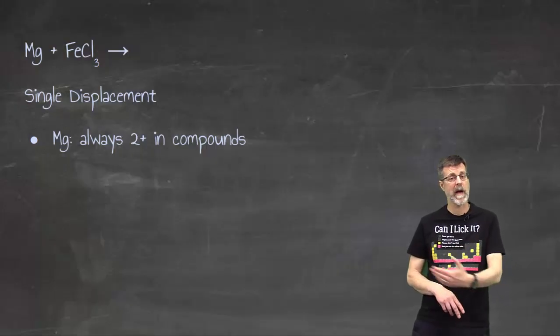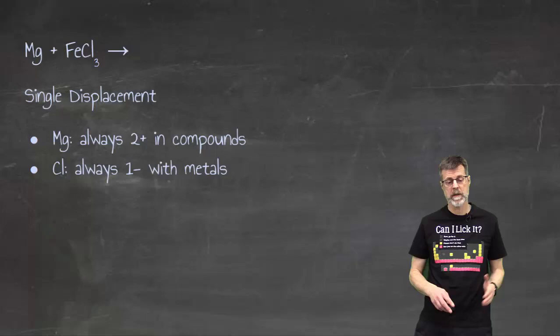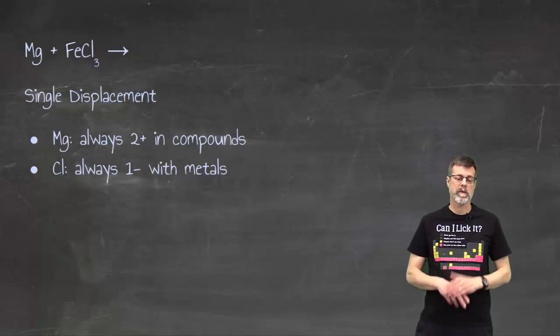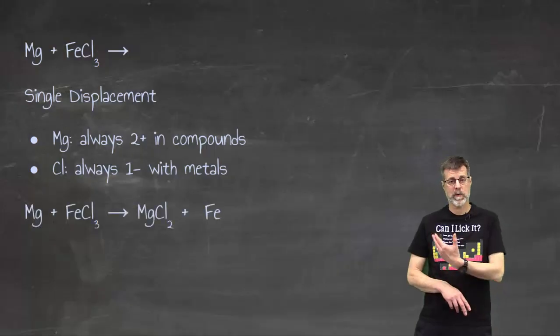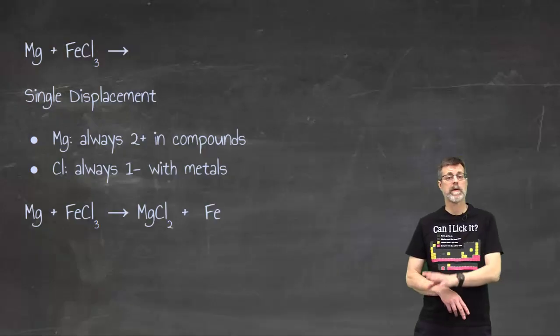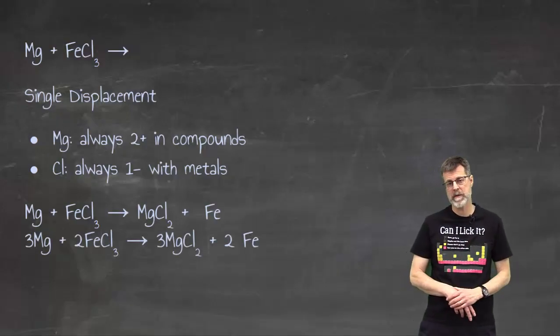What do I know about that? Nomenclature. I don't have to name it, but I have to understand how the pattern for the nomenclature works. So chlorine is always -1 with metals, magnesium is +2 in compounds, so I'm going to get that. Now again, if you're thinking, wait a second, I had 3 chlorines on one side, now I only have 2, I haven't balanced it yet, so I can take care of those problems in the balancing.